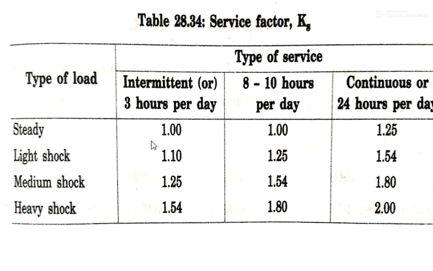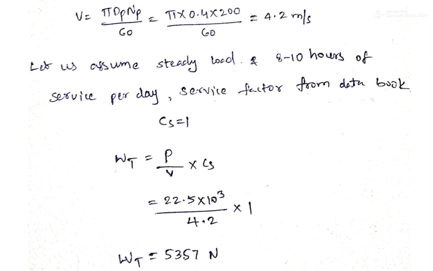So if you see here, this is the table about service factor from the data book. Type of load is given, and your working hours are given. Nothing is given in the question, so we are assuming steady load and operating hours of 8 to 10 hours. So here the service factor we can take as 1. So the CS value is 1 here.